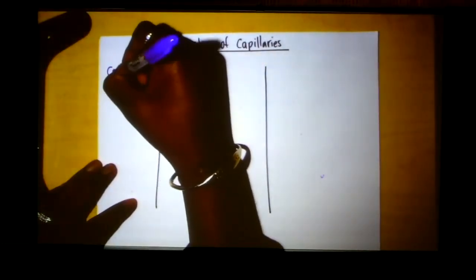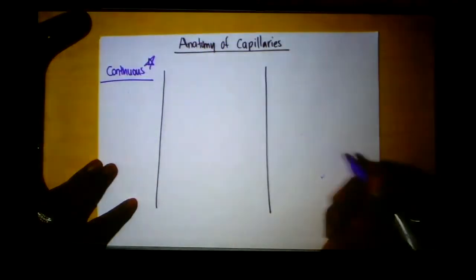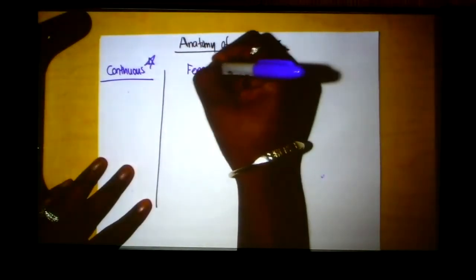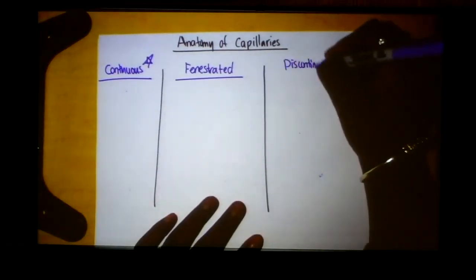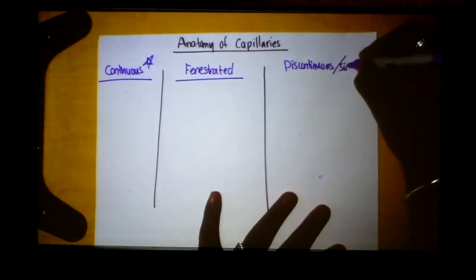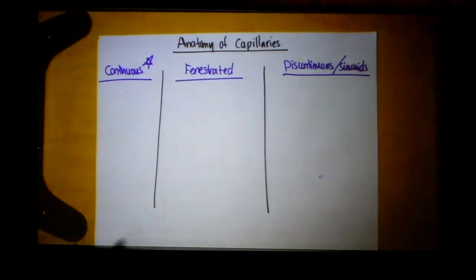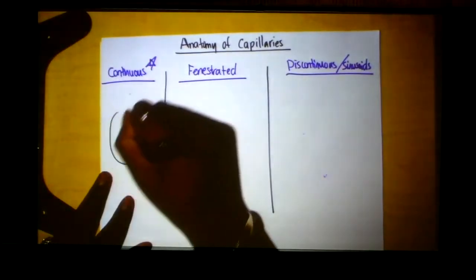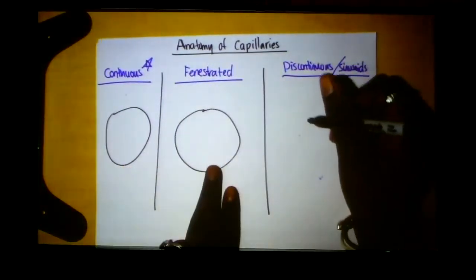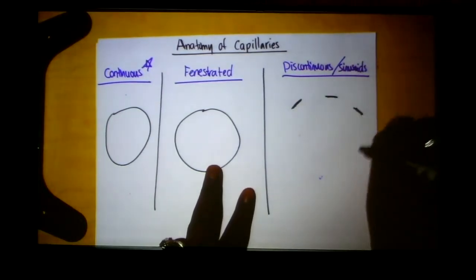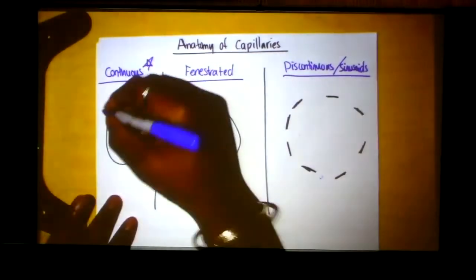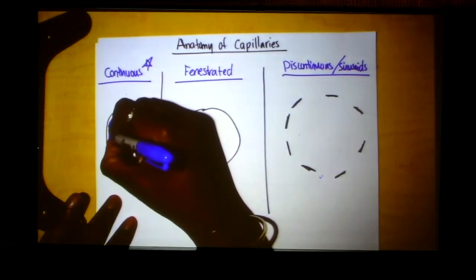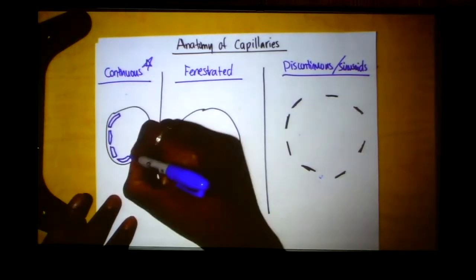So we've got continuous, and this is the most abundant type. We're going to be speaking mostly about this one. There's fenestrated, and then there is discontinuous, which eventually leads to sinusoids. So we'll draw the cross-sectional view of these 3 capillaries. And we'll draw our endothelial cells, which are lining these capillaries.